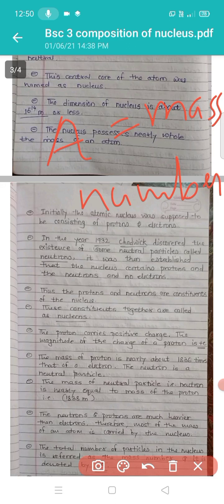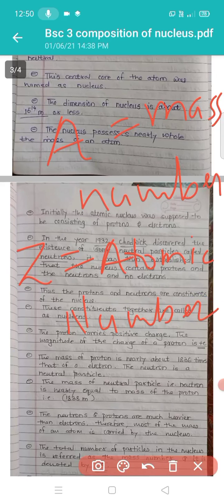The number of protons in an atom is called the atomic number. Atomic number is denoted by Z. The total number of protons is the atomic number, and the total number of particles in the nucleus, that is protons plus neutrons, is called the mass number. It is denoted by A.